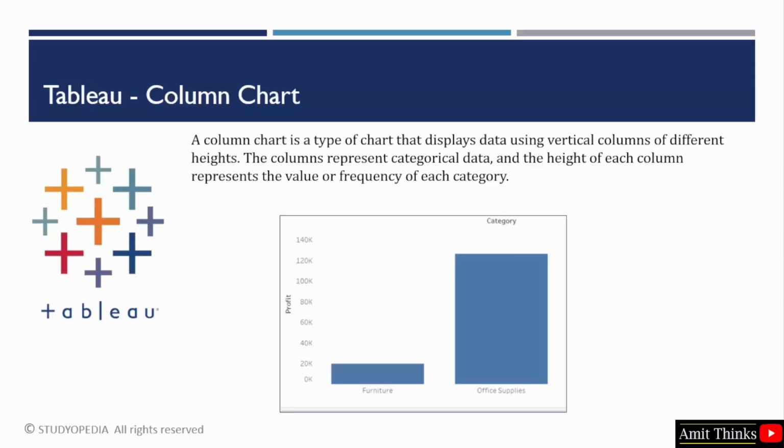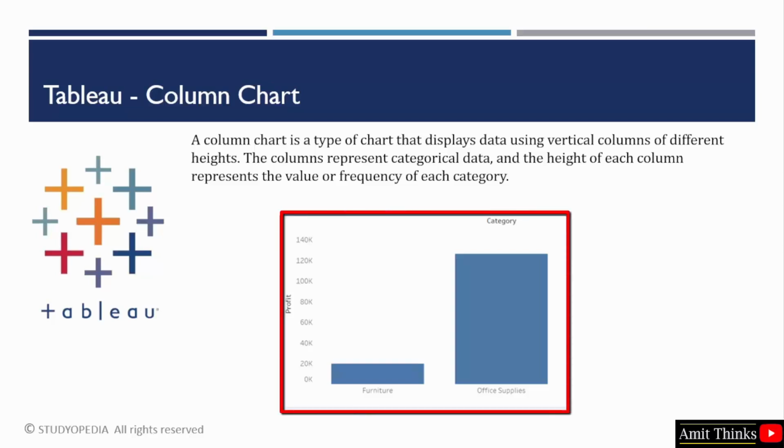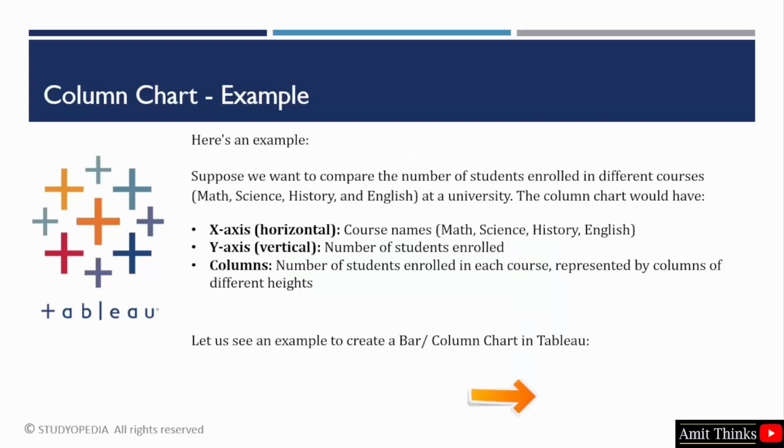Now let us see what is a column chart. Bar chart and column chart are somewhat similar, but in column chart you have vertical bars. Okay, that means the data is displayed as vertical columns of different heights. The columns here in the image represent categorical data, and the height of each column will display the frequency of each category. In this image, the office supplies is having more profit, right? Here's another example of a column chart.